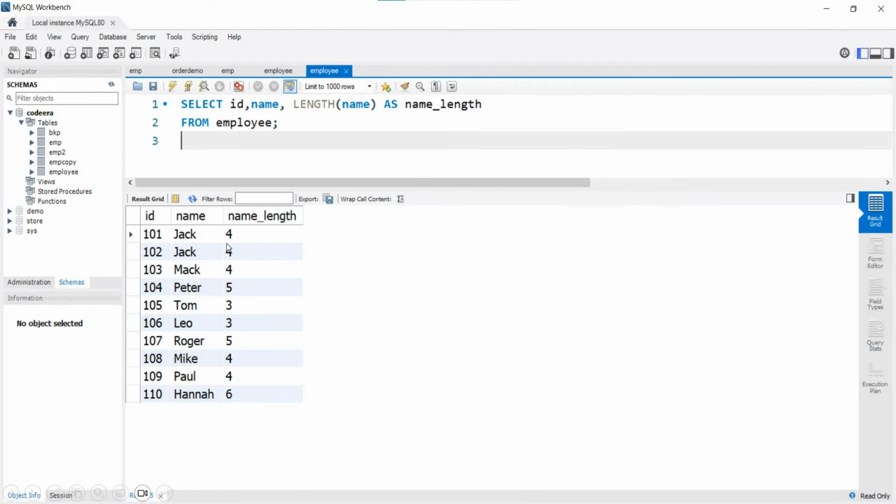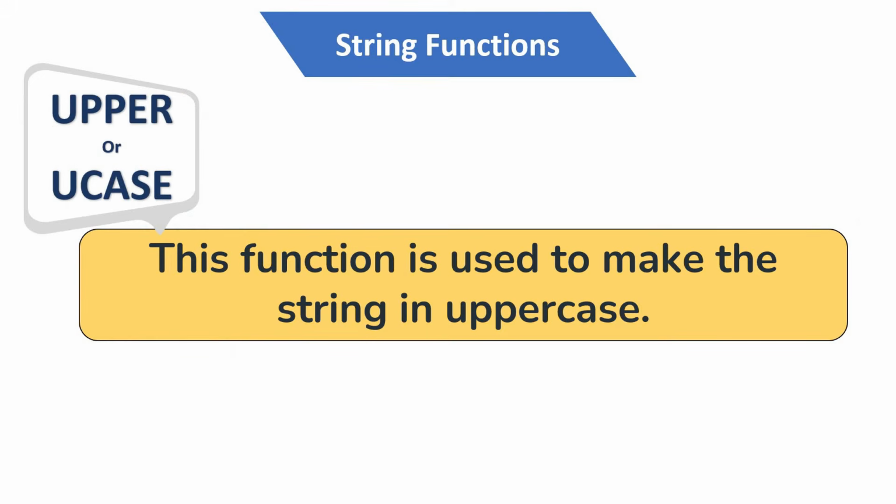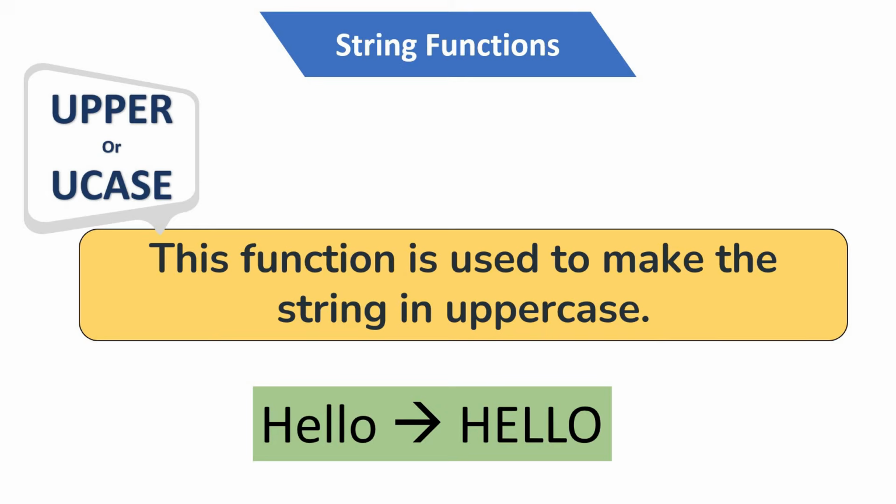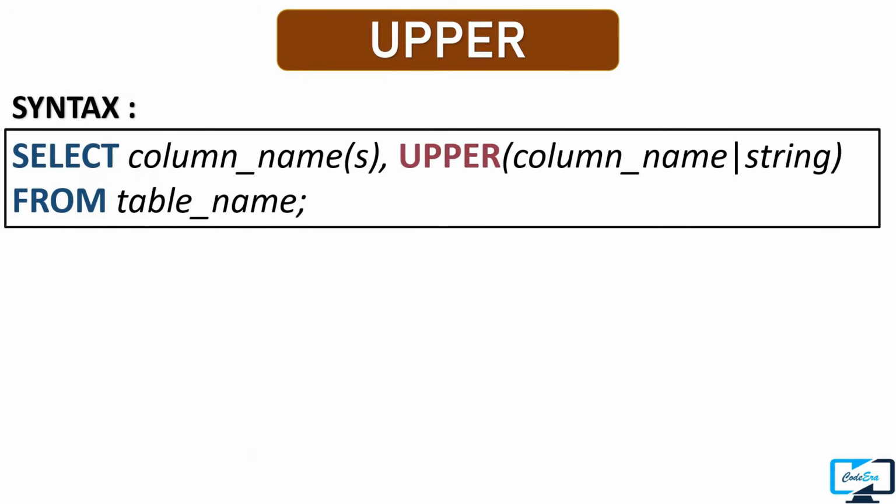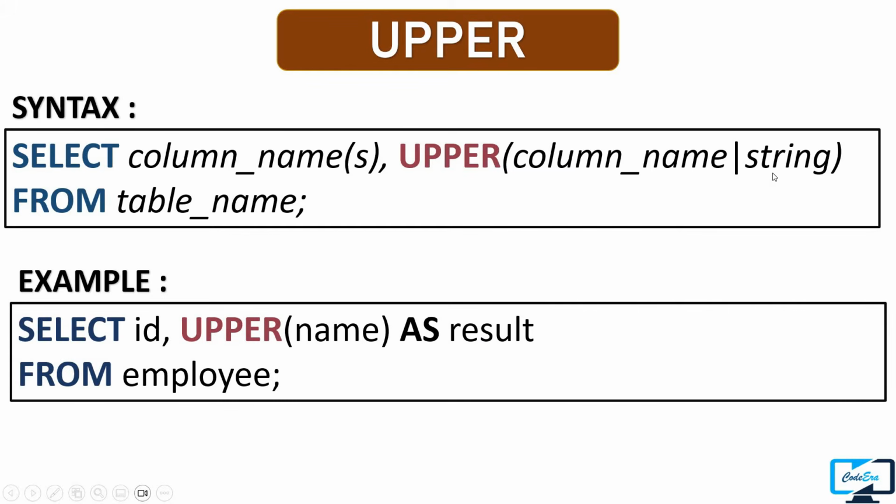So after the length function, our next string function is upper or UCASE. So basically this function can convert a string into uppercase. So for this we just have to pass the column name or string to this upper function. For example, this query. So here we are fetching ID and name of the employee in uppercase.